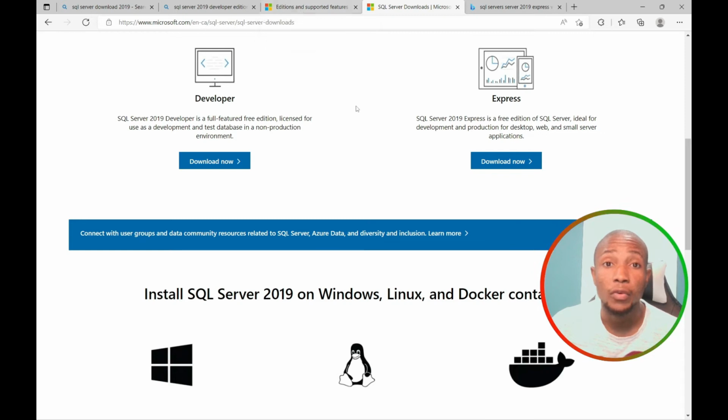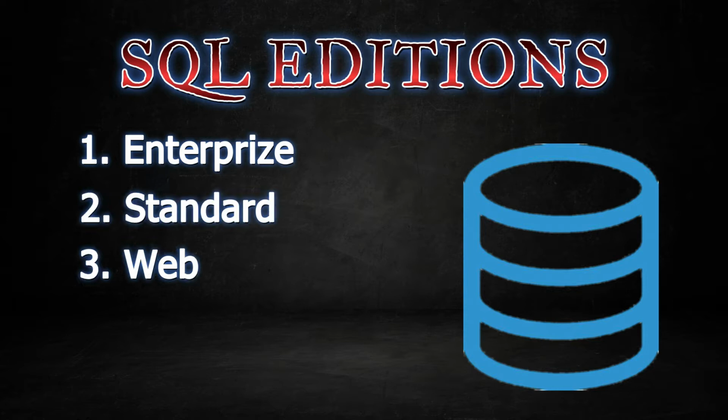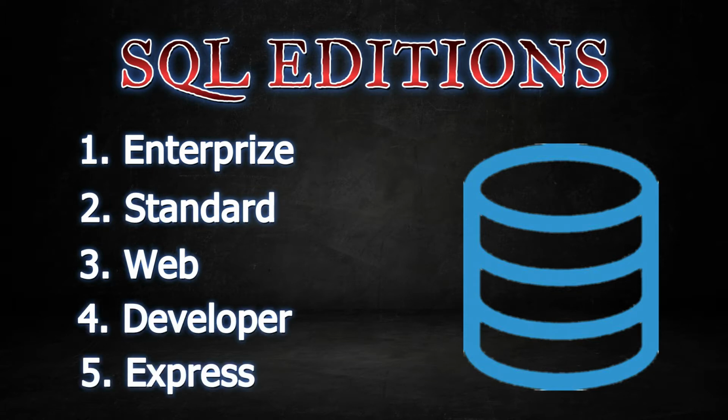Let me give you a quick overview of the different editions that are available. So there are 5 editions of SQL Server: Enterprise, Standard, Web, Developer, and the Express Edition. The Express Edition is free and you can create database up to 10 gigabytes. The Developer Edition is free and it comprises all the features of the Enterprise Edition. However, you cannot use this in production within your organization.